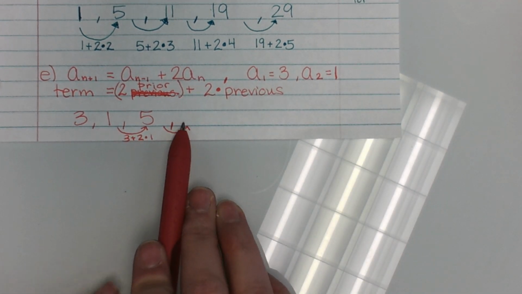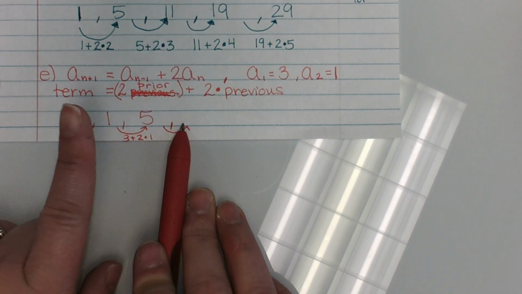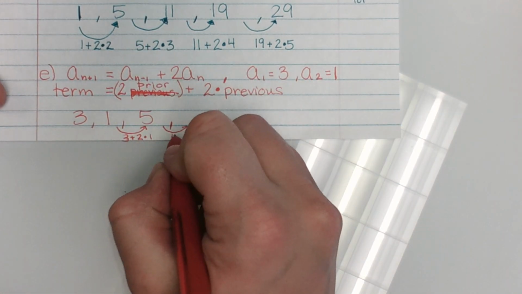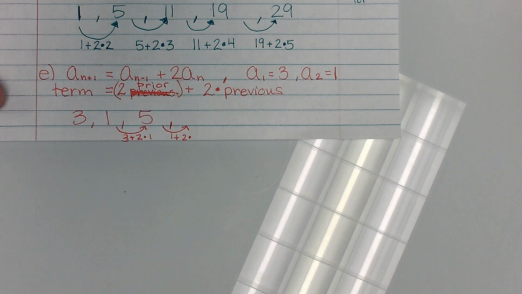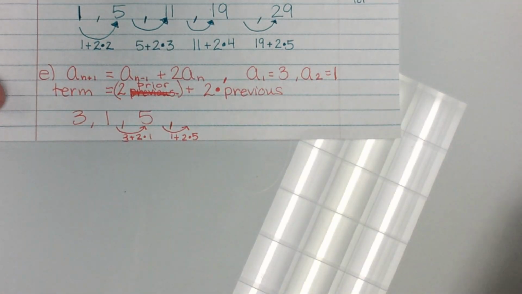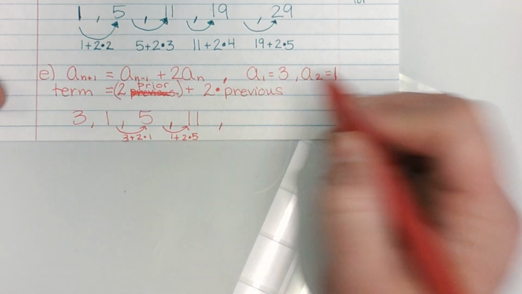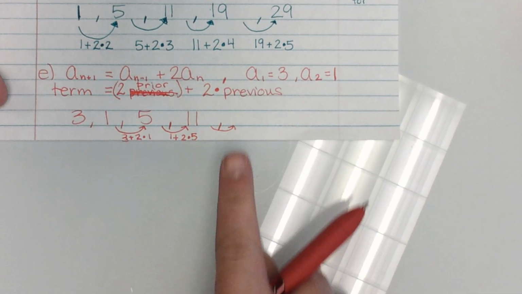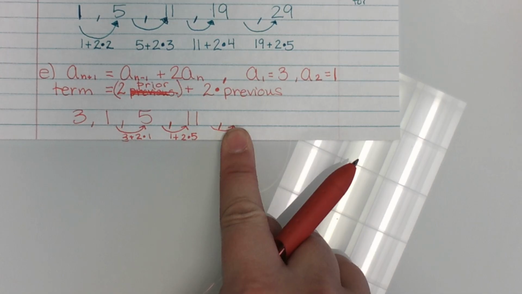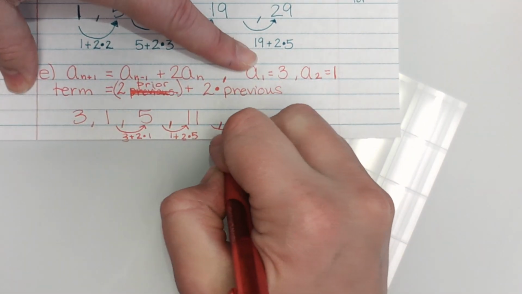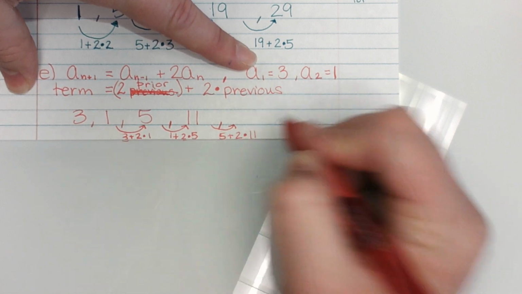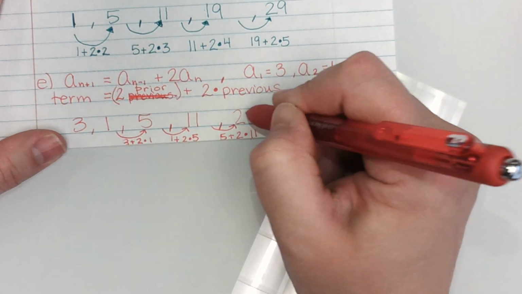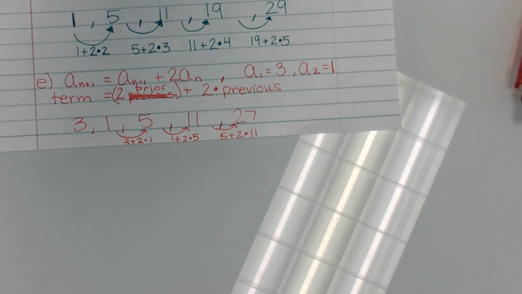To get this term, 2 prior is 1 plus 2 times the previous term, which is 5. 2 times 5 is 10 plus 1 is 11. What term is 2 spots earlier? 5 plus 2 times the previous, which was 11. 27. Sometimes they might do that. Okay.